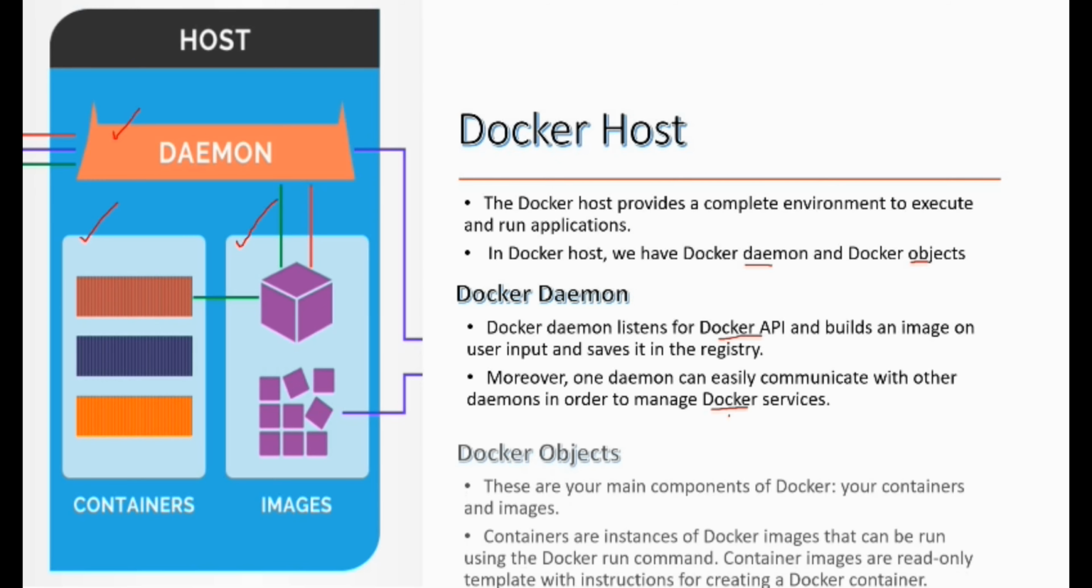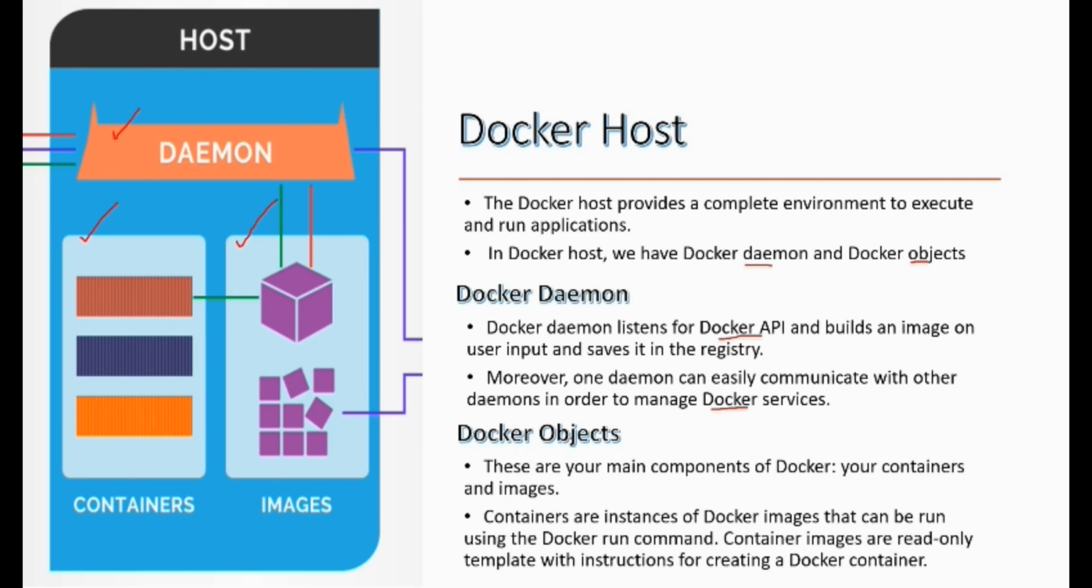Next is the Docker objects. These are the main components of Docker, that is, containers and images. The containers are the instances of the Docker images, while a Docker image is something that contains everything to run the application as a container.